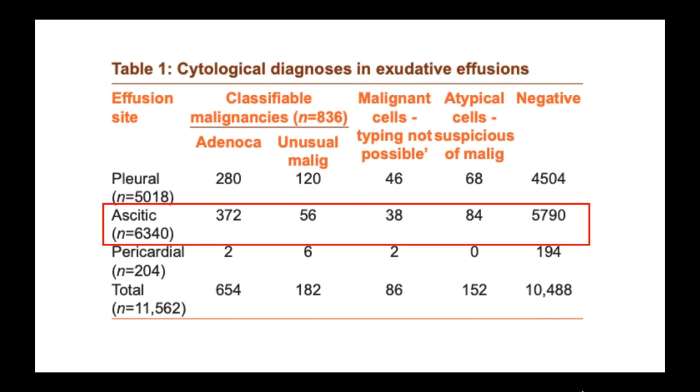So that is why you need to have a very high pretest probability, and you need to send the sample 3 times in a good quantity and in heparinized vials. Okay.